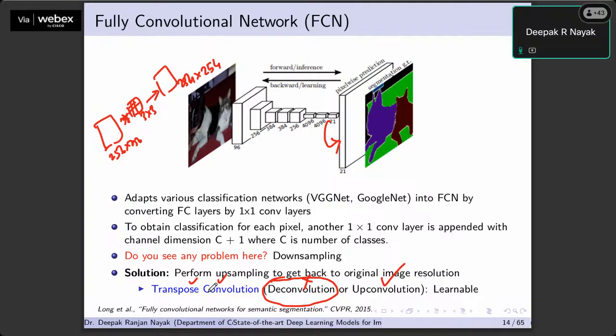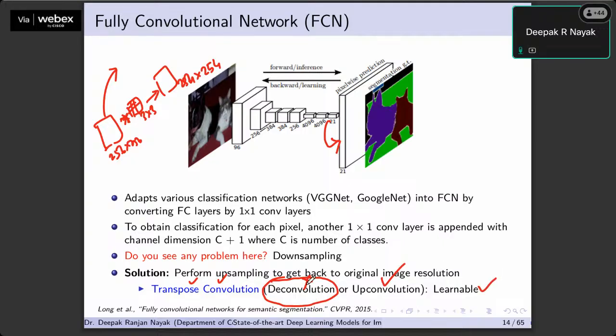But here we need an operation which does the reverse of what the convolution is doing. That means if you perform the operation over an image, the size has to be enlarged instead of reduced. Here 254 was 254. I want to enlarge the size, and that is what transpose convolution is. And why do we prefer this kind of upsampling operation? Because this upsampling operation is also learnable.